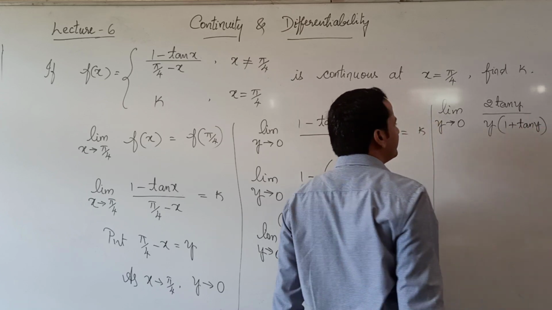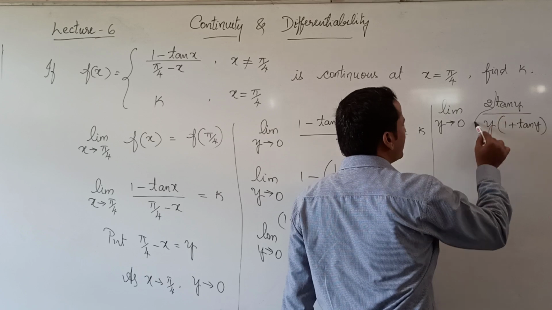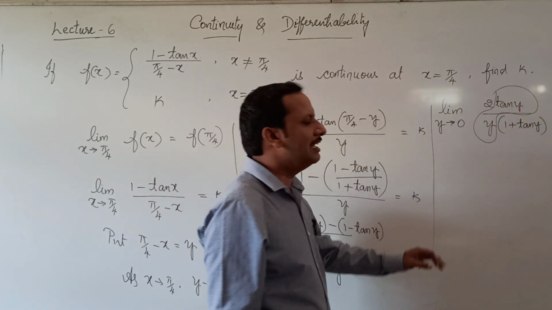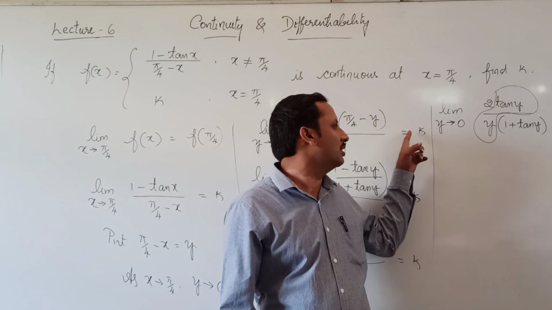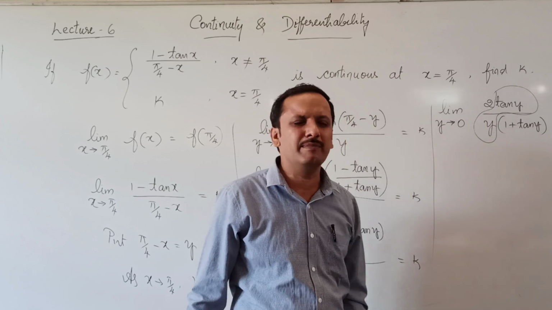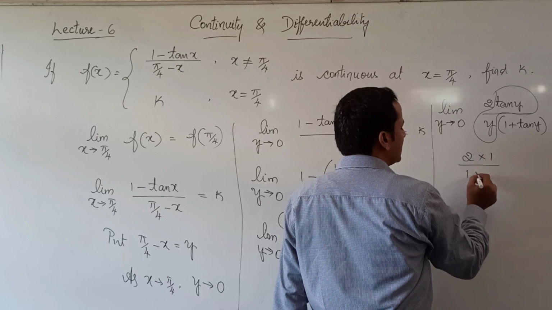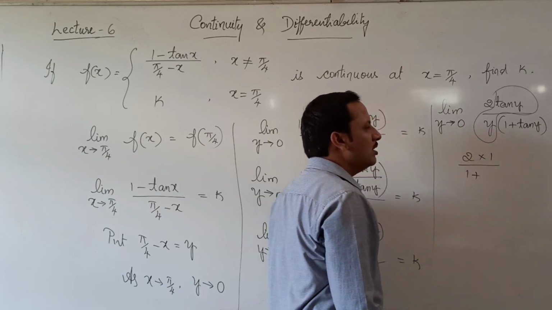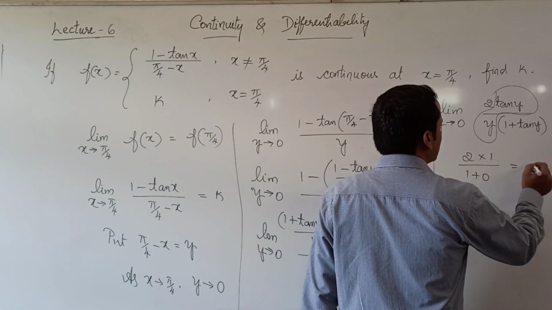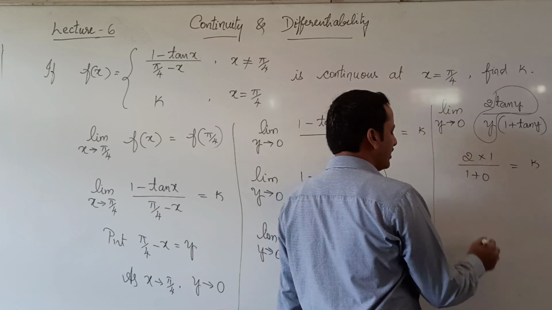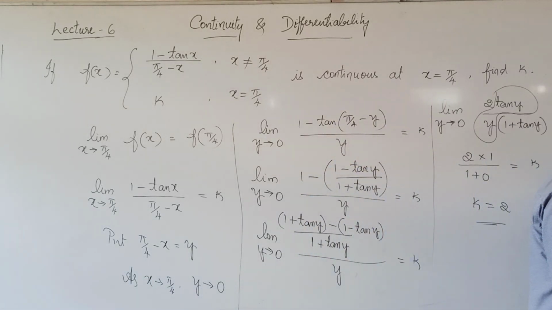Equal to k. Well, now as y tends to 0, what happens to tan y divided by y? As we know, limit theta tends to 0, tan theta by theta is equal to 1. So limit y tends to 0, tan y by y will become 1. So you have 2 into 1 divided by this 1 plus tan y. Y is approaching 0. So tan y means tan 0, which is equal to 0. That's equal to k. 2 into 1 is 2 divided by 1. 2 by 1 is equal to 2. Hence k is equal to 2.